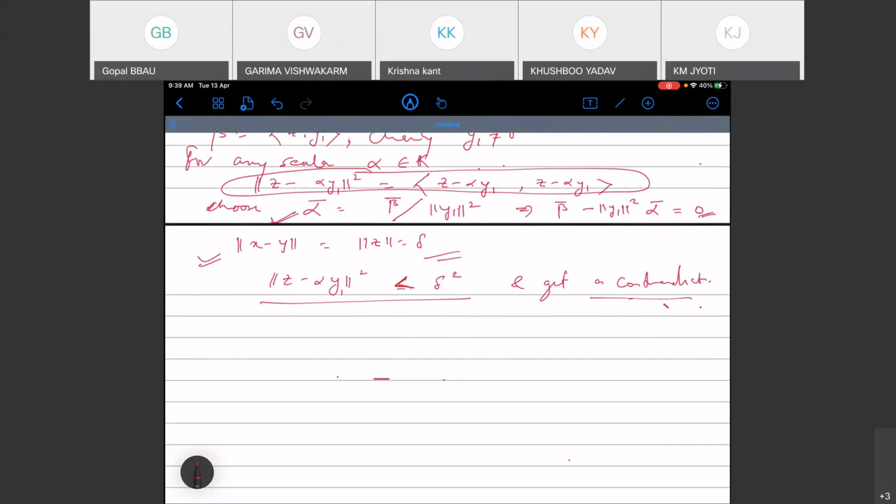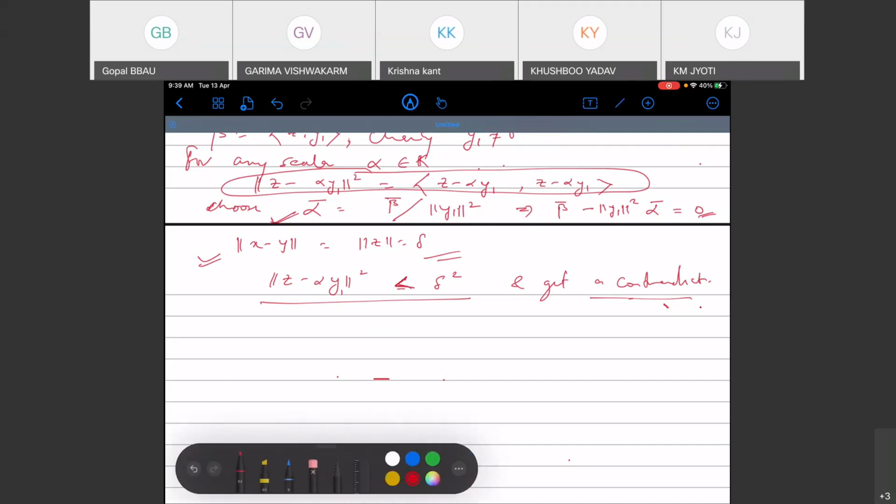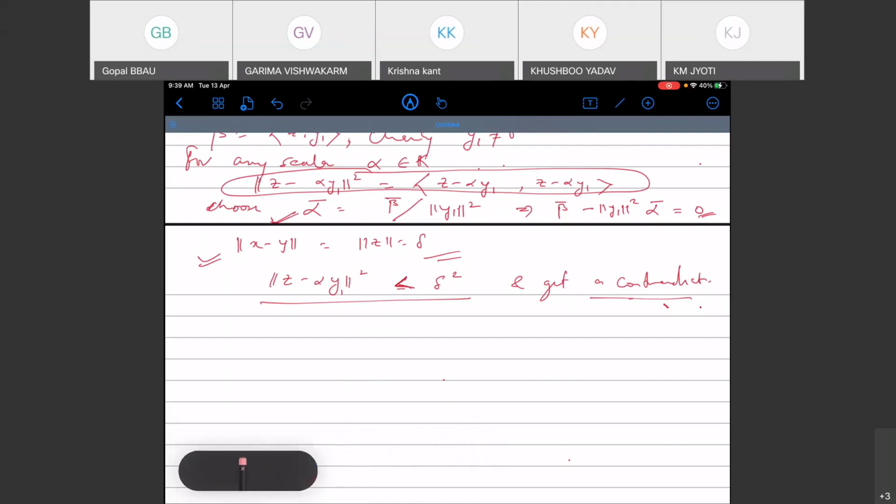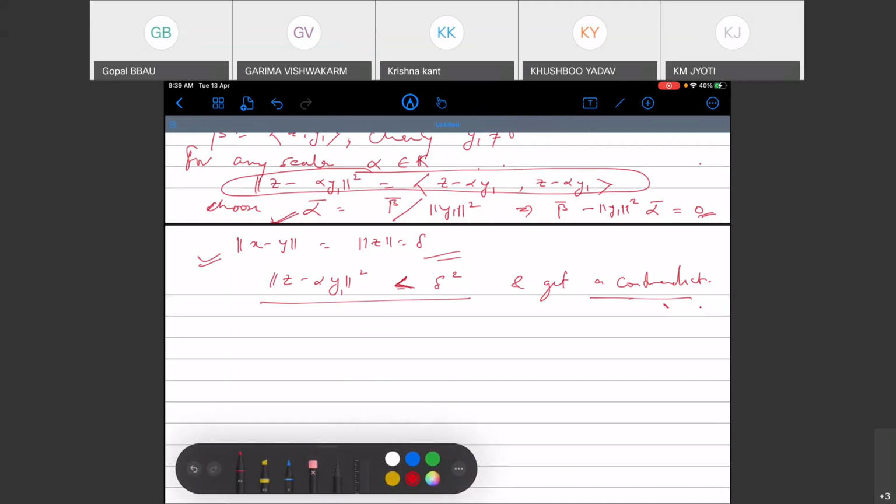Now let me define another notion, that is called direct sum.